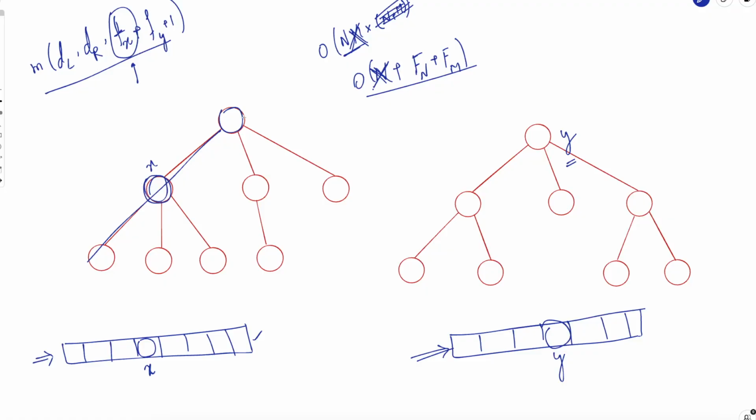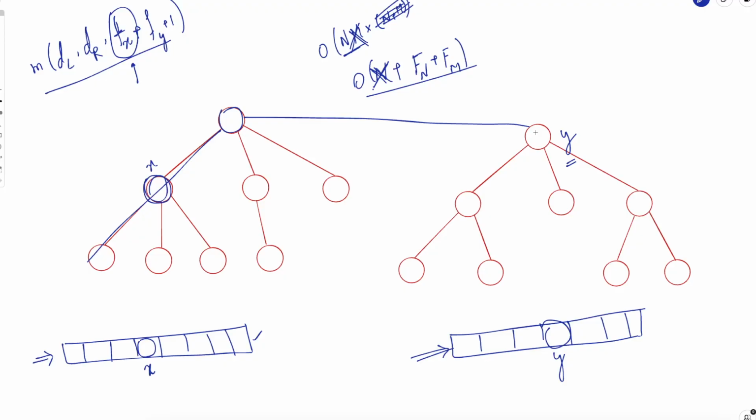We will simply connect those two nodes, and that will give us the minimum possible diameter, right? So instead of trying out all possible n cross m combinations, we now exactly know which combination will give us the minimum diameter.